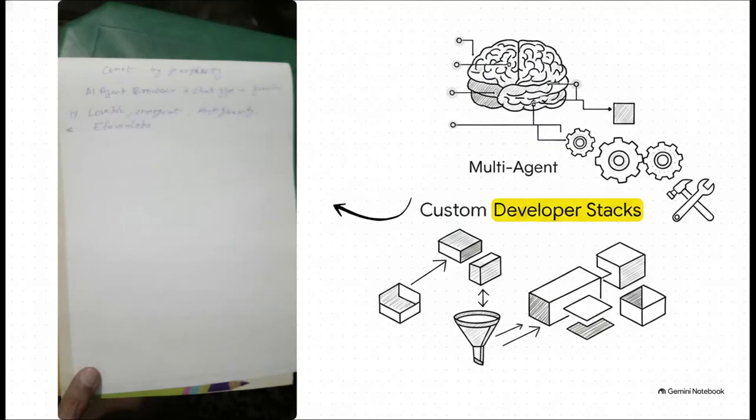Now, for those of you who really want to push the boundaries beyond off-the-shelf tools, it is time to build custom multi-agent systems. This is the moment you transition from just being an AI user to an AI builder, constructing the exact specific applications needed to run your personalized workflows entirely from the ground up.